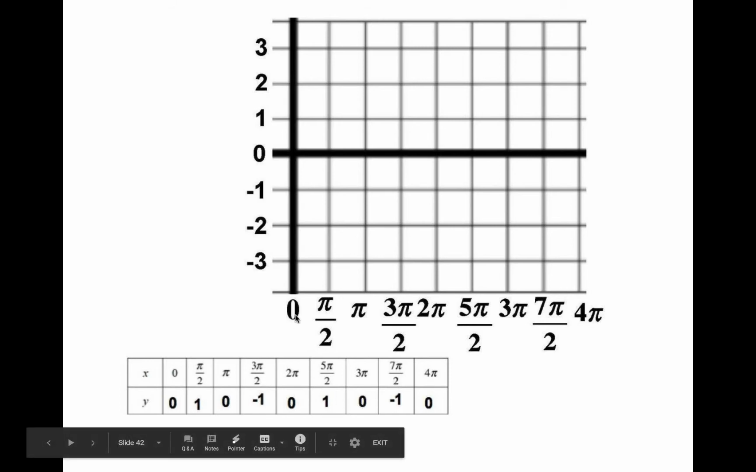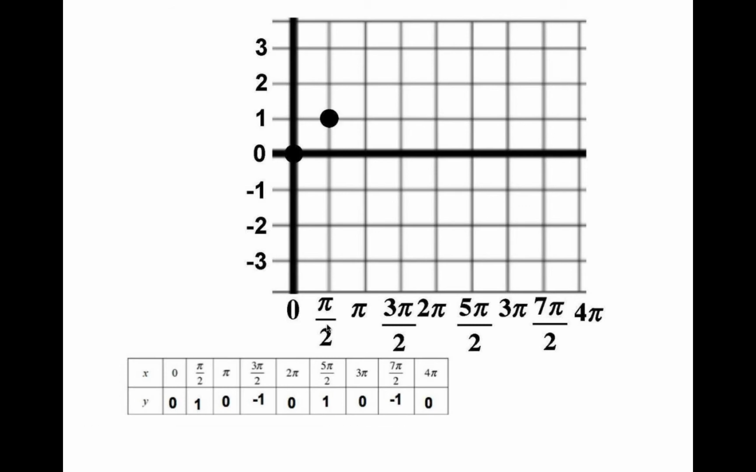So at 0 radians, the graph was at 0 for sine. Pi over 2 is at 1. Pi is at 0. 3 pi over 2 is at negative 1. 2 pi is at 0. And then 1, 0, negative 1, 0. So it's going to look like a curved graph like so. Notice the graph starts at 0, 0 and then keeps going. Notice though, if I went in the negative, the clockwise direction, it would continue going this way. It's creating that wave pattern.